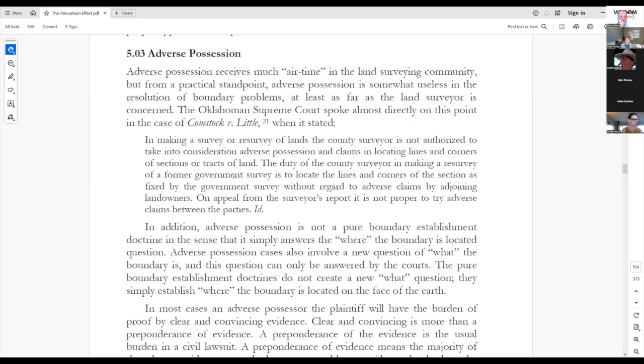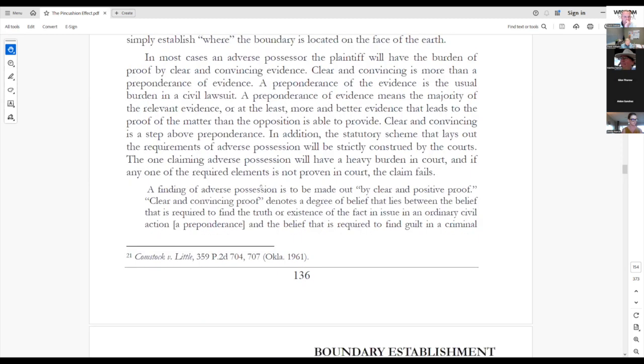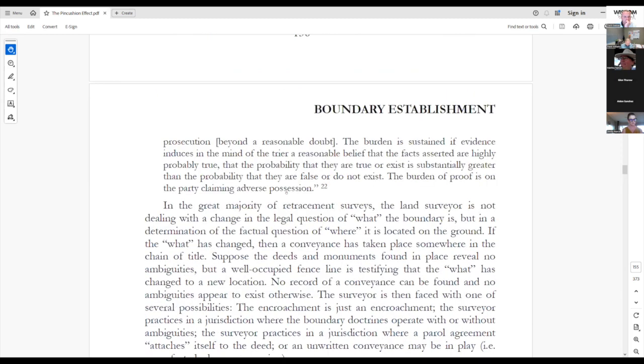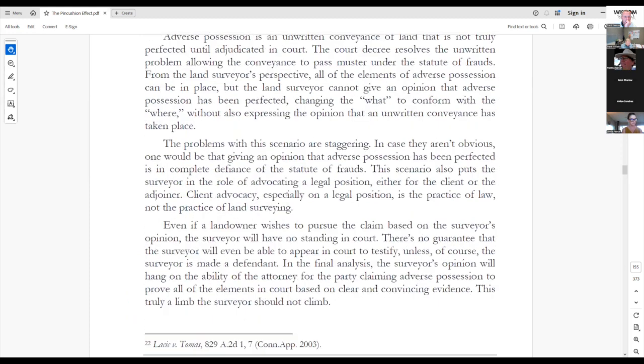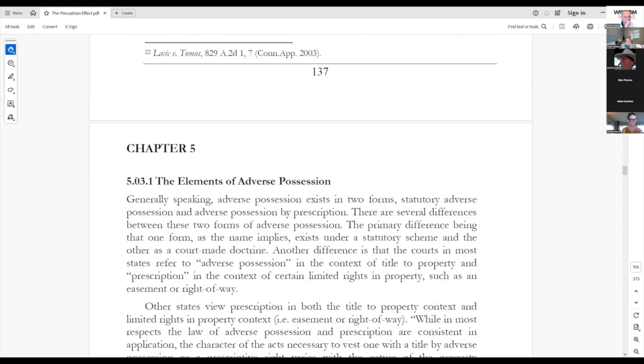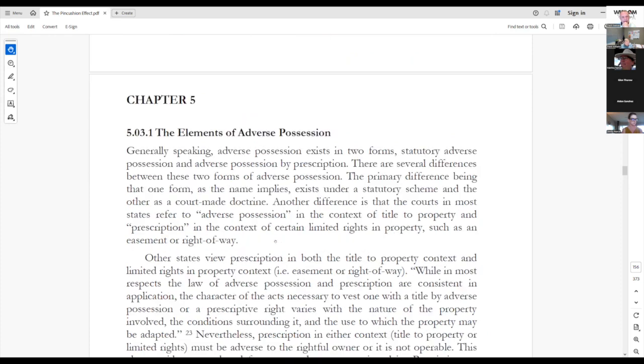And I'm going to start by jumping over to, I'm going to jump way ahead here. Where did I have it marked? Oh, I just lost my marker for it.